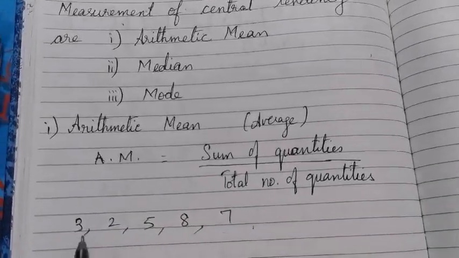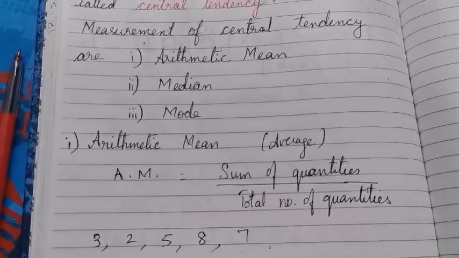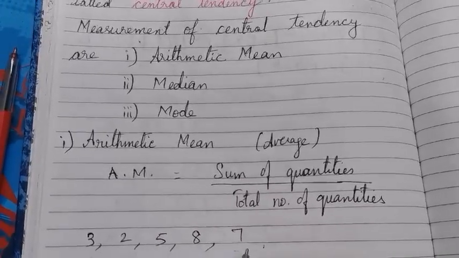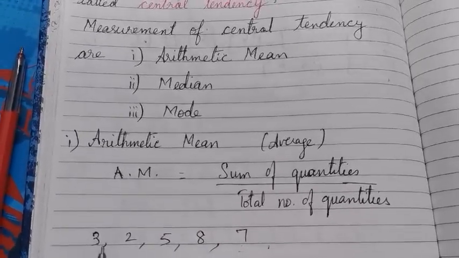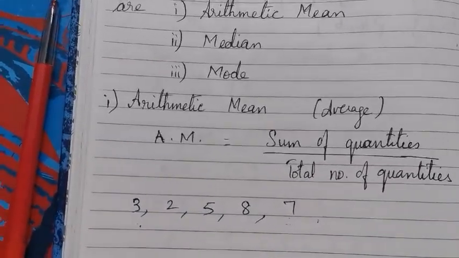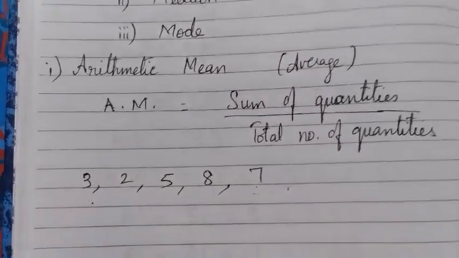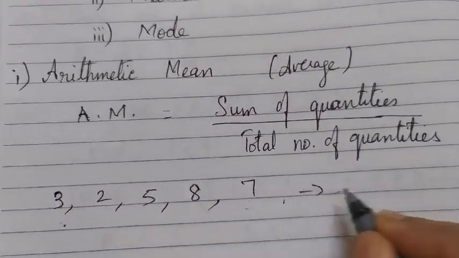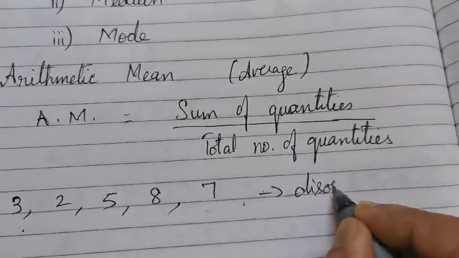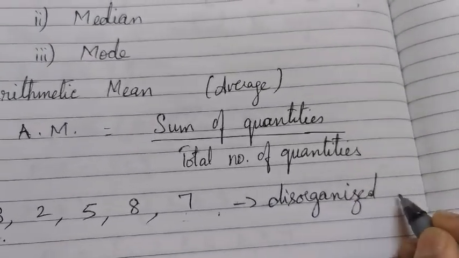Now if you see this, it is not arranged in any order. It is just disorganized. So this type of data which is not arranged is called unorganized data, or you can say disorganized data.